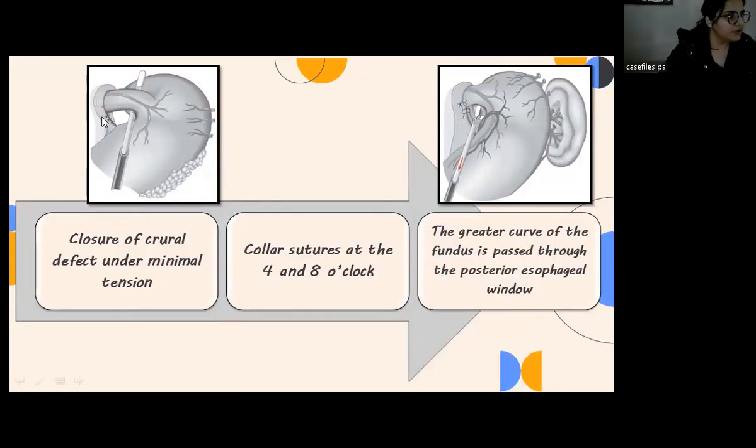Along with this, two collar sutures were placed at 4 o'clock and 8 o'clock respectively. That is between the esophagus and the hiatus. Then the greater curvature of the fundus is passed through the posterior esophageal window behind the lower esophagus.